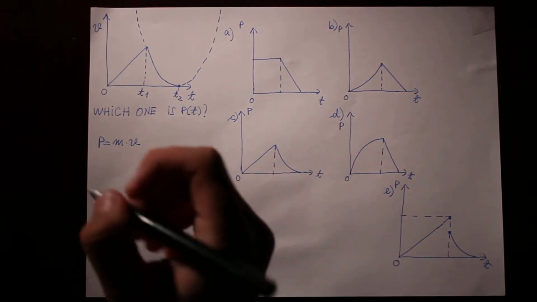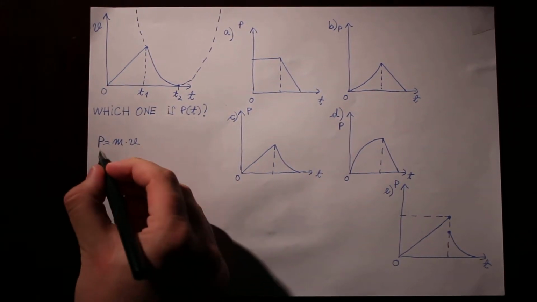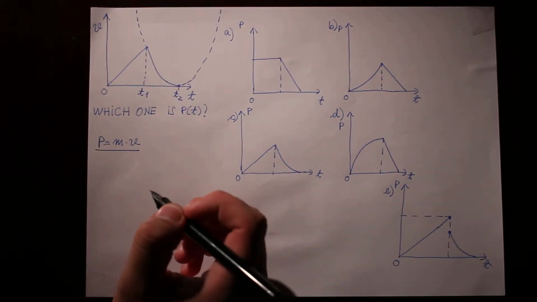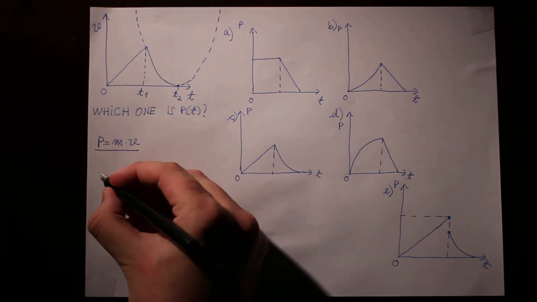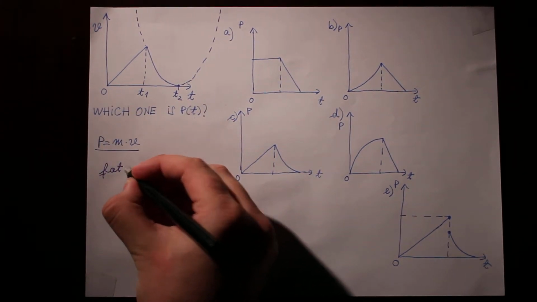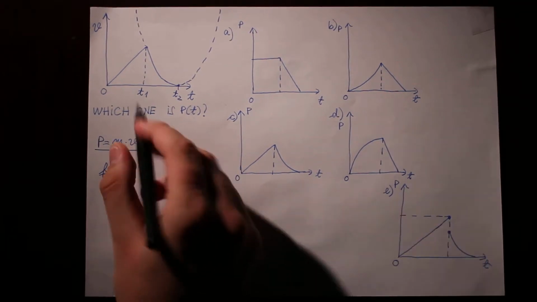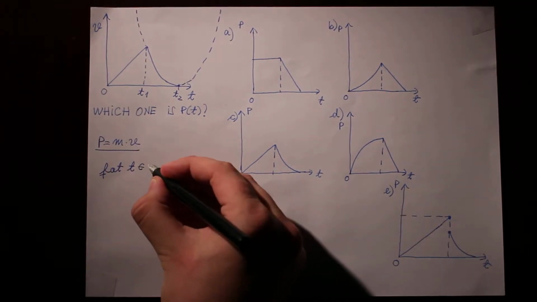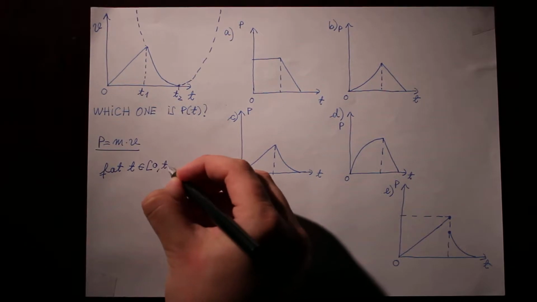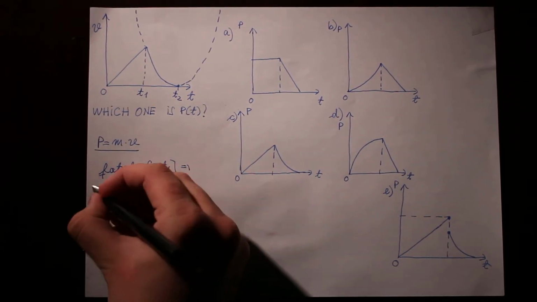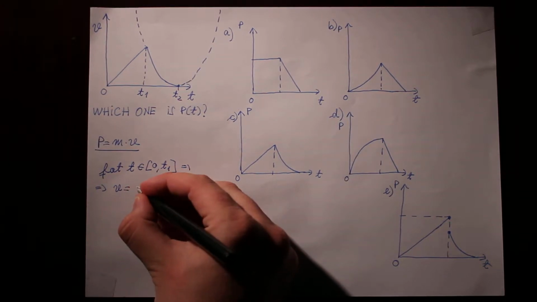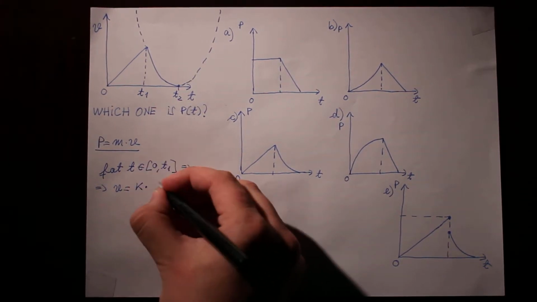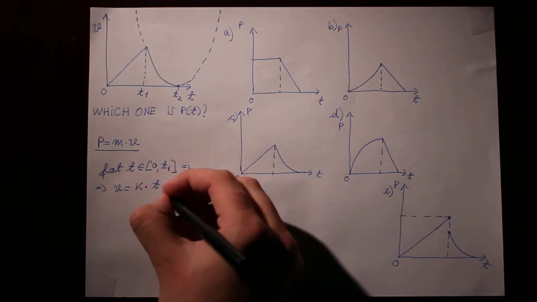Now, how do we choose from these options the right one? Well, we take advantage of the formula p equals m times v, which is a formula we all know. So for t between 0 and t sub 1, we have the velocity equal to a constant k times t.